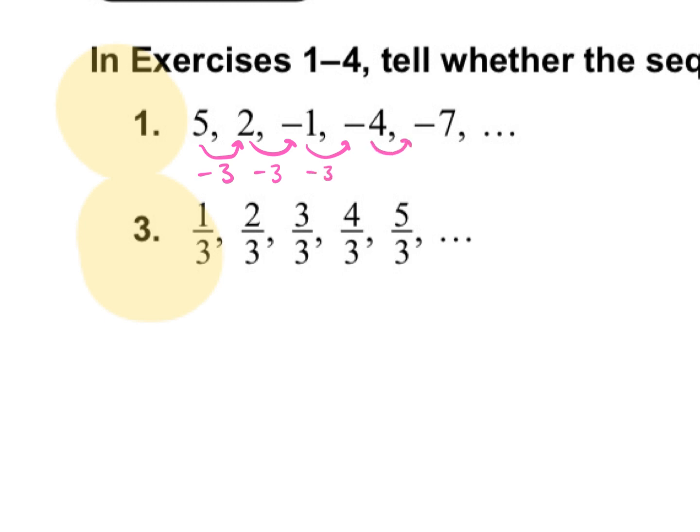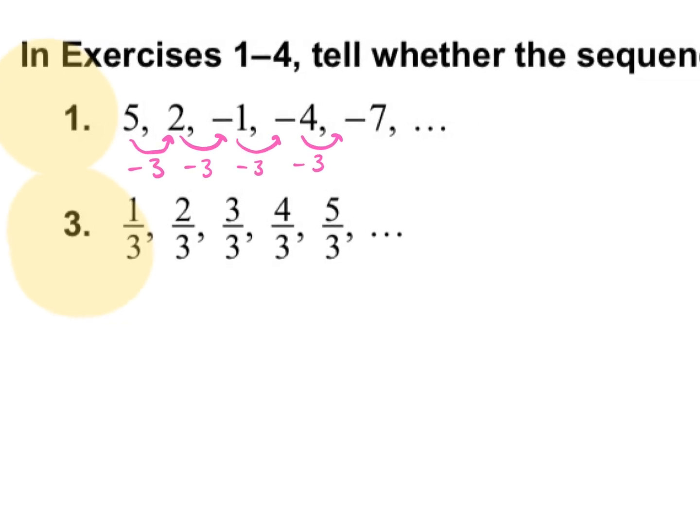If we subtract 3, do we get negative 4? And if we subtract 3, do we get negative 7? So what type of sequence would this be? Arithmetic. You can call it whatever you want.